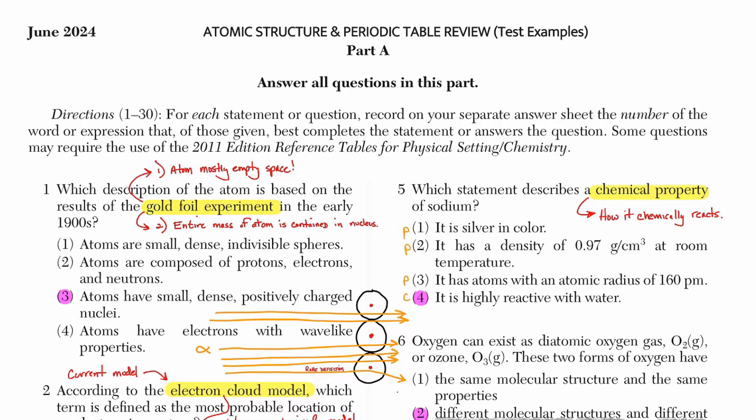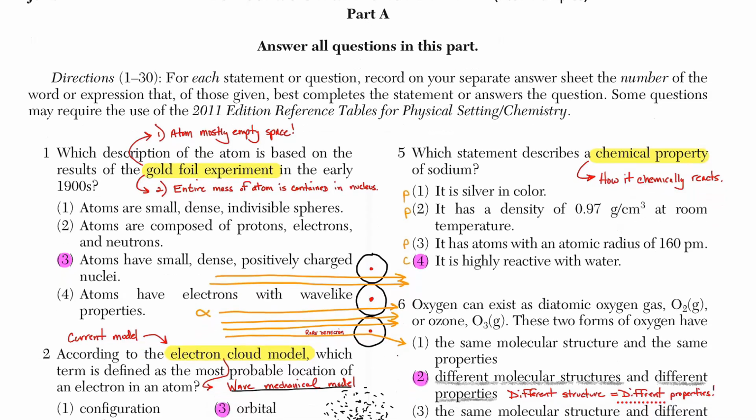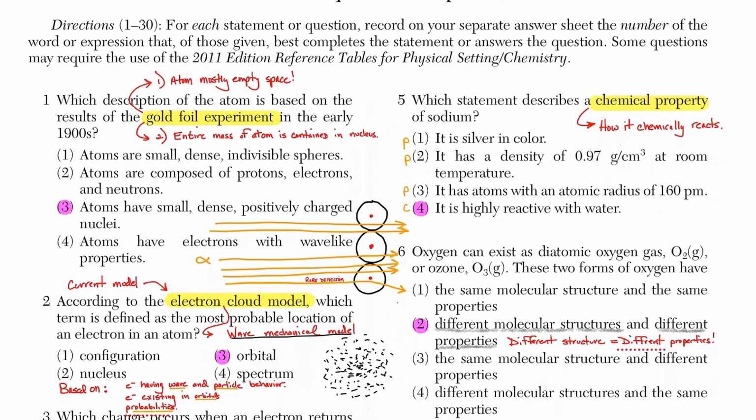Let's be crazy and start in order with number one. And again, I'm not going to go over which test; you can see the tests that I use, and you can see how these repeat. Number one of last year's test: which description of the atom is based on the results of the gold foil experiment in the early 1900s? This is an experiment that comes up over and over and over again.